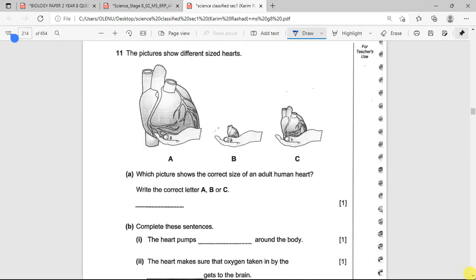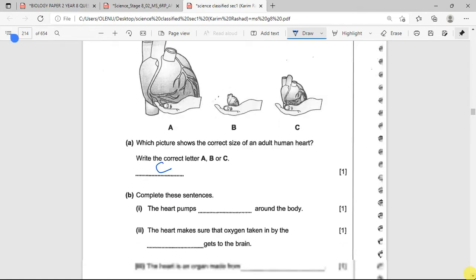Now, the picture shows different sizes of the heart. Which picture shows the correct size of an adult human heart? That's C, the same size as your palm.